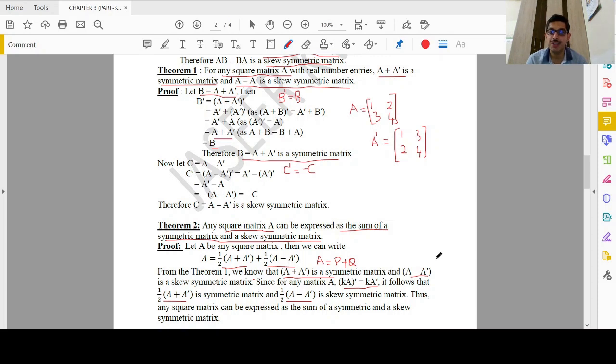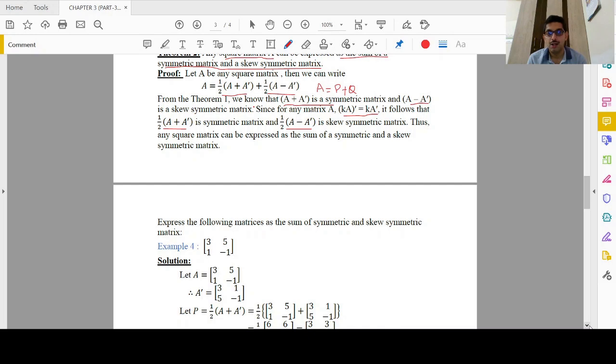So given any square matrix, we can represent it as P plus Q, where P is symmetric and P equals half of (A plus A dash), and Q is equal to half of (A minus A dash). That was the last part of this topic.